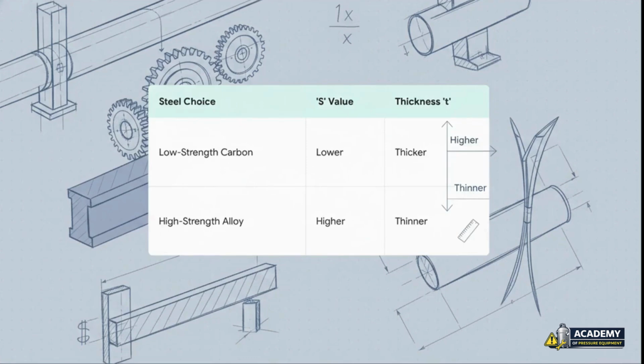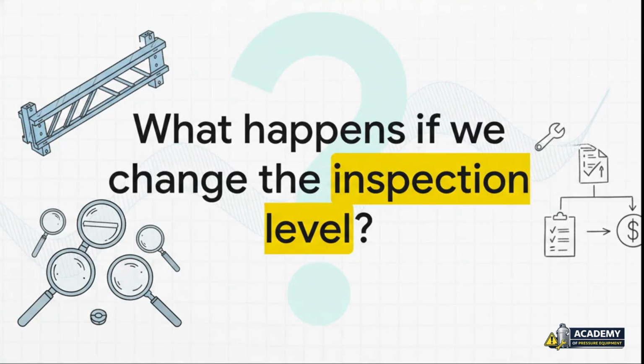And this just lays it out perfectly. If we pick a high-strength alloy steel, our S value goes up. Now think back to our formula. When a number in the denominator, that's the bottom part of the fraction, gets bigger, the result T gets smaller. It's that simple. A really powerful relationship. Yeah, you're paying for more expensive steel, but you get to buy less of it. But wait, that's only half the story, right? The material isn't our only play here.